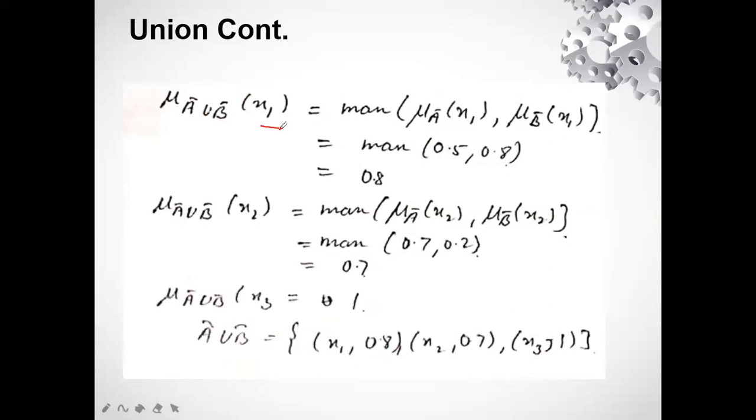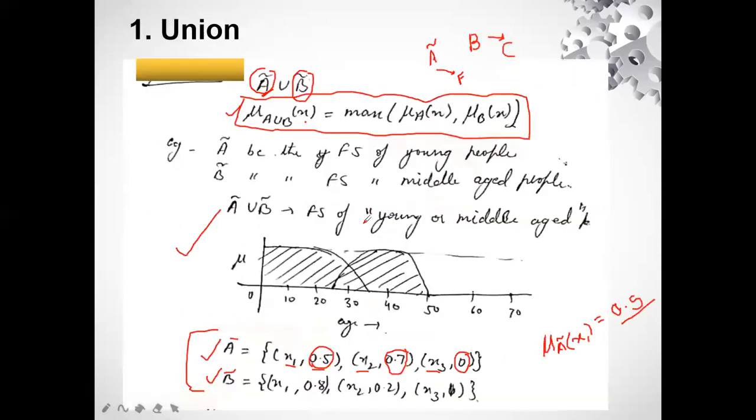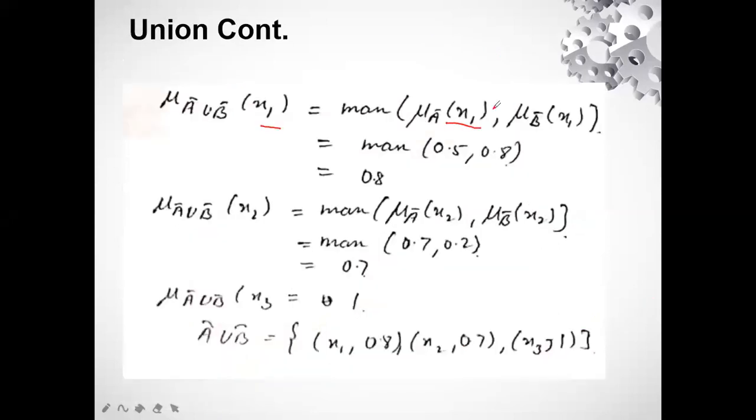What is it going to be? Mu a bar union b bar of x1 is the maximum of mu a bar x1 comma mu b bar x1. We are going to put the values in the maximum. What is the value of mu a bar x1? The value is 0.5. So we are putting it here, 0.5.